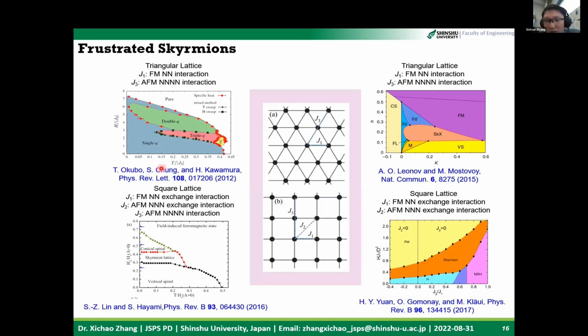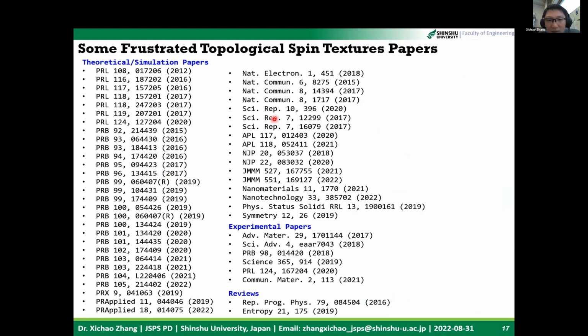Okay, so since 10 years ago, the existence and stabilization of magnetic skyrmions by frustrated exchange interactions have been suggested by some theoretical works. And in these works, skyrmions are stabilized by competing ferromagnetic and anti-ferromagnetic exchange interactions in the presence of some perpendicular magnetic anisotropy or magnetic field. In this slide, I list some selected papers on frustrated skyrmions published in the recent 10 years for your information. Most are theoretical and simulation works.